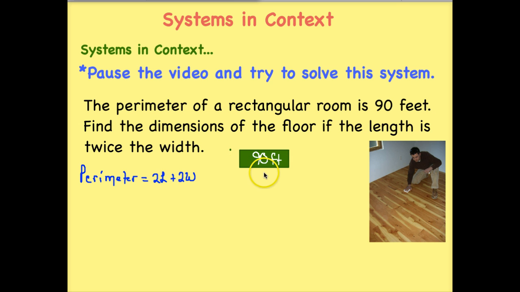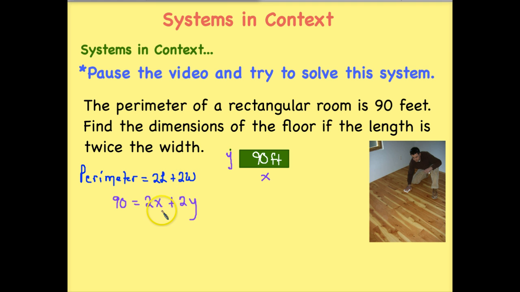And let's go ahead and call the length x, and we'll call the width y. So now we can just use our equation. Well, we know that the perimeter is 90, so 90 is going to be equal to 2 times the length, which is x, plus 2 times the width, which is y. That gives us one equation.